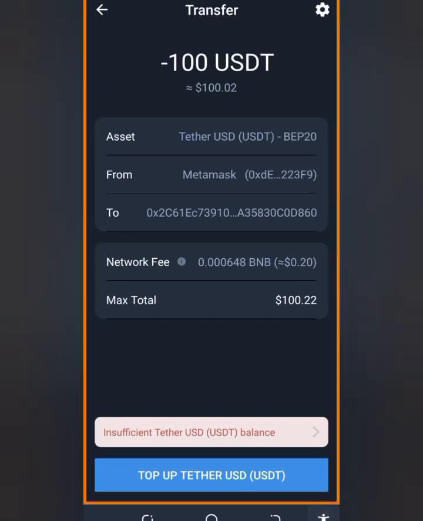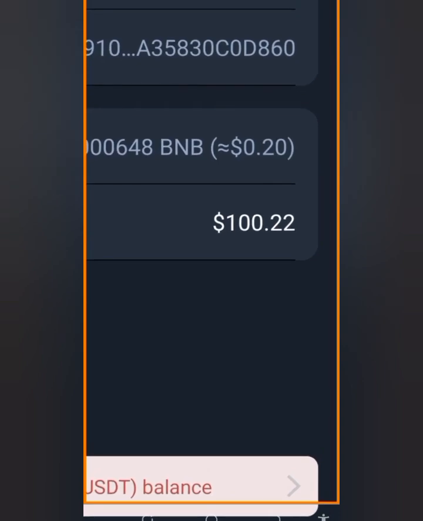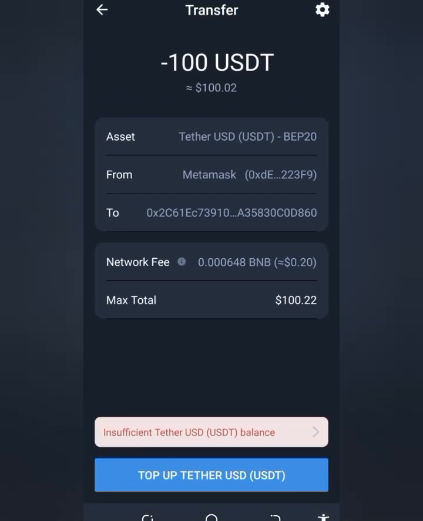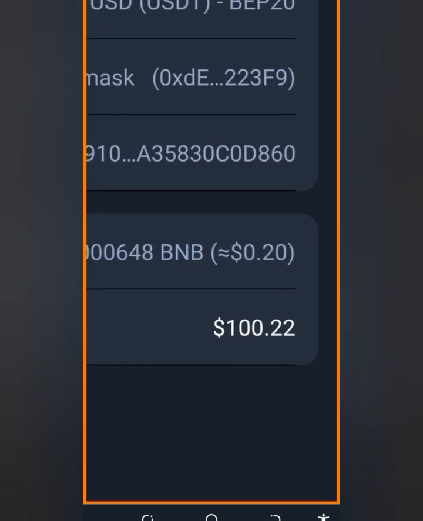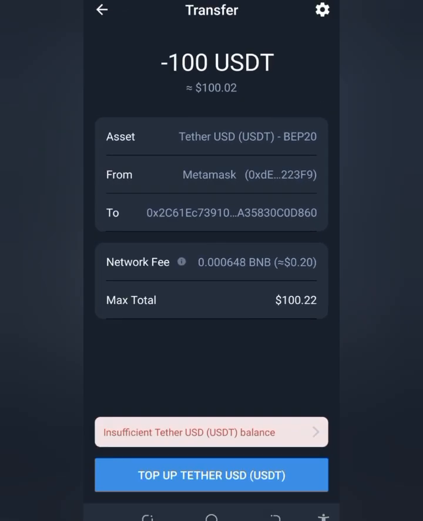The transaction fee for this is 20 cents. So you can see right now that everything is 100.22 that they're going to use for this. Okay, so once you have bought this, I'm just going to continue with the simulation right now, because this was supposed to be a live trade.